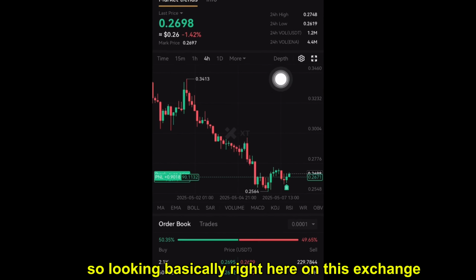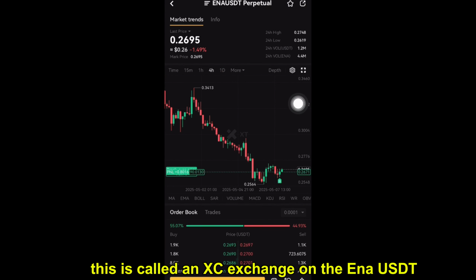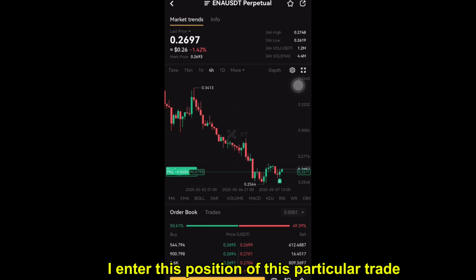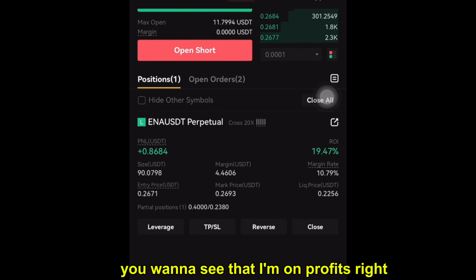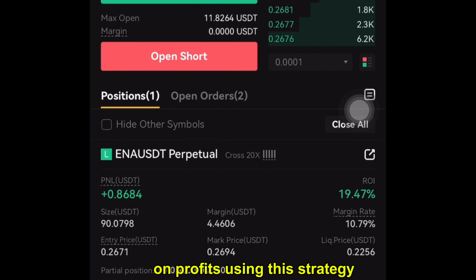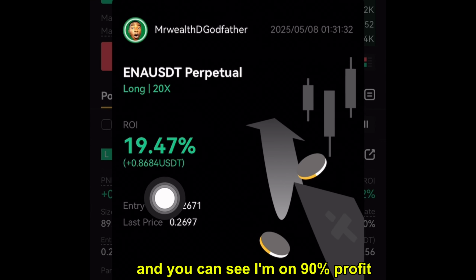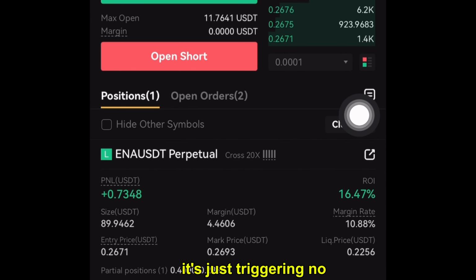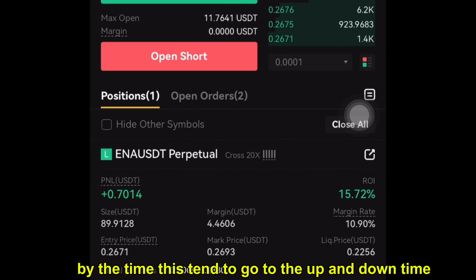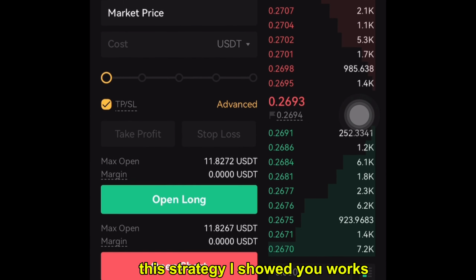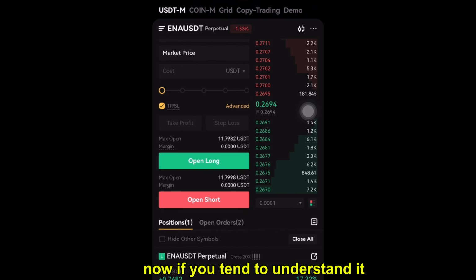Alright guys, looking right here on this exchange, this is the XT exchange on the ENA USDT. Using the strategy I showed you on algo market structure, I entered this position, and if you come right here on my trade setup, you will see that I'm in profit, right? In profit using this strategy. You can see this is Mr. Wealth, the Godfather, ENA USDT, and you can see I'm on 90% profit. It's just triggering. By the time this goes up, I'm going to be making profit. I'm making money from this particular strategy I just showed you. And guys, this strategy I showed you works. If you understand it, you will make a lot of money.